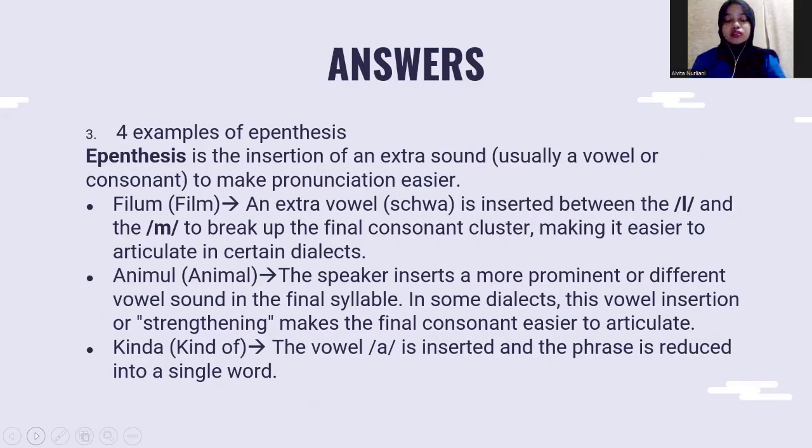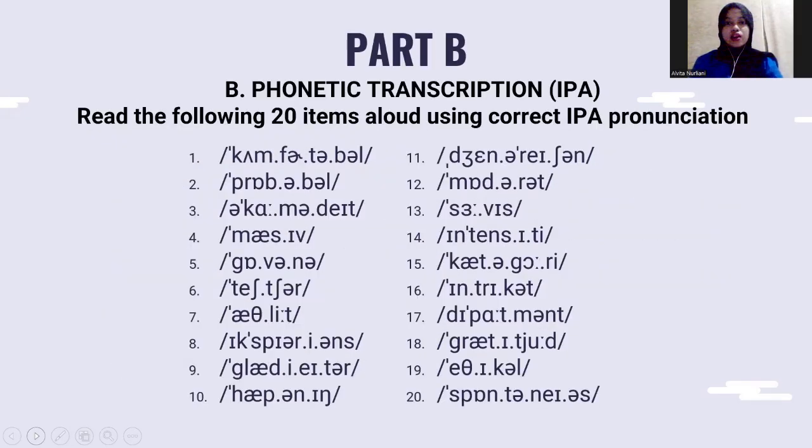And then animal, from animal, the speaker inserts a more prominent vowel sound in the final syllable. And then kinda, from kind of, the vowel is inserted and the phrase is reduced into a single word. And this is part B of the case study.